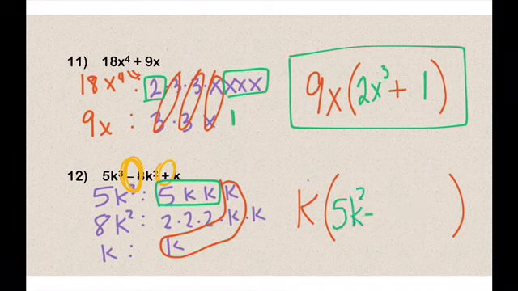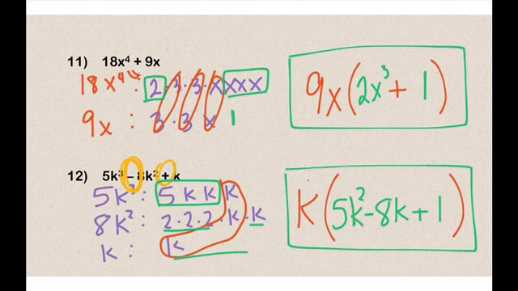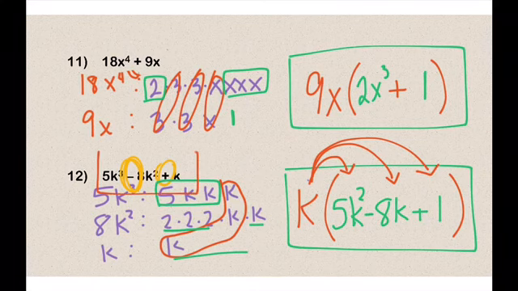Okay, and then what do I have next? I had 2 times 2 times 2 times k, 8k. And then what did I have down here? I didn't have anything there, so I'm going to write 1. Now, the thing to remember about factoring, and this is a really important thing to know, is that you can always check your work. So when you multiply it back through, you should get what you started with.